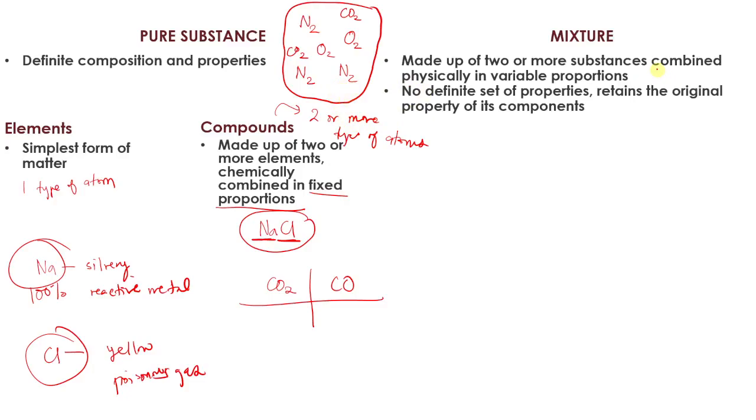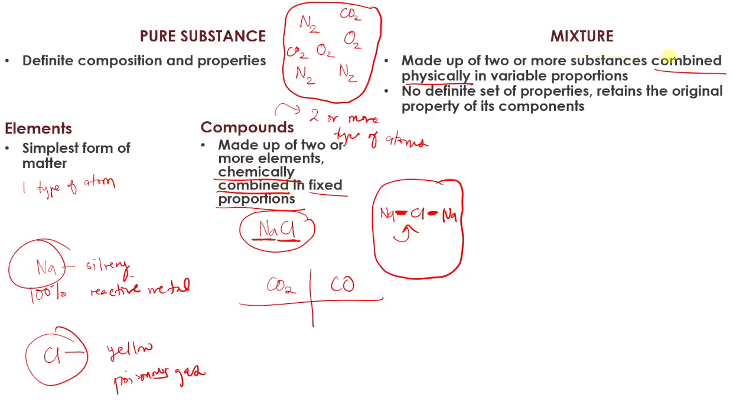So here they are combined physically. On the other hand, for let's say sodium chloride, if we take the particles of sodium chloride, we'll see that for every one sodium atom, it's chemically bonded to a chlorine atom. So again, this is its structure. So here, NaCl, they are chemically bonded. So that's the difference.